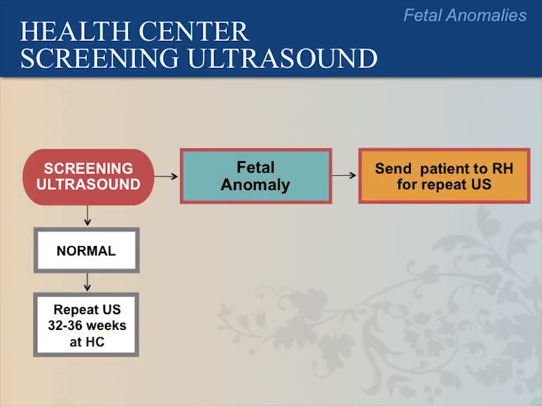Let's review the algorithm for ultrasound as it relates to identification of fetal anomalies or birth defects. If a pregnant woman comes to your health center for a screening ultrasound at 20 weeks and it is normal, encourage her to return for another screening ultrasound at 32 to 36 weeks. If you suspect a fetal anomaly at any gestational age, send her to the referral hospital to be rescanned. The obstetrician at the referral hospital will decide when the patient should come back for antenatal care and a repeat ultrasound.